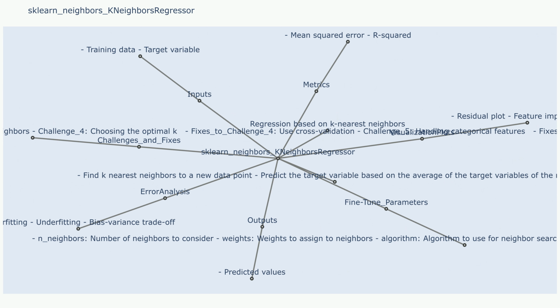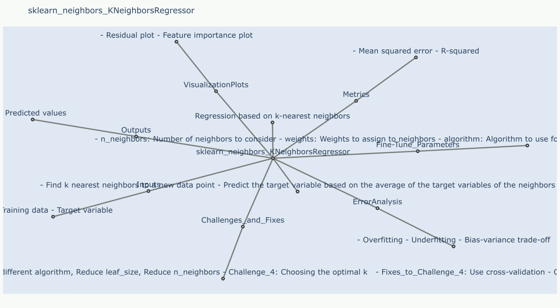Model visualization plots. Scatter plot plots the actual target values versus the predicted values to visualize the model's performance. Residual plot plots the difference between the actual and predicted values, the residuals, against the predicted values to check for patterns or trends.